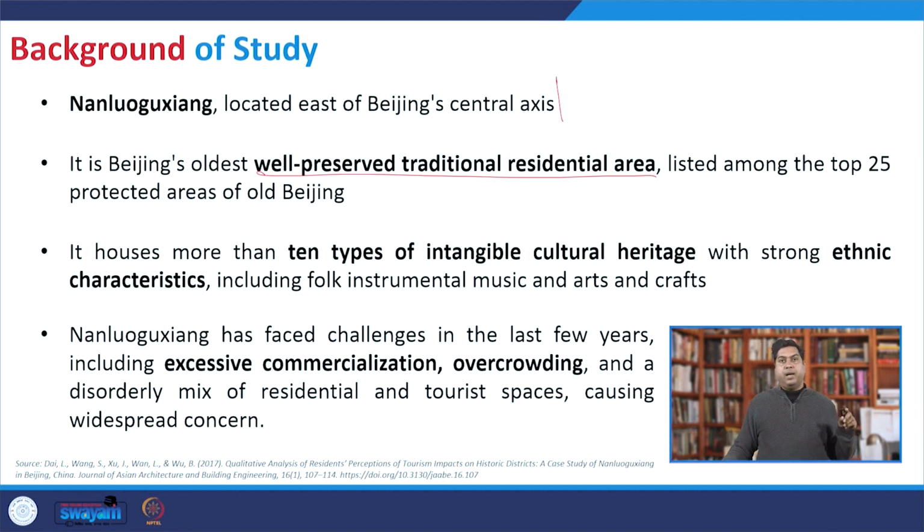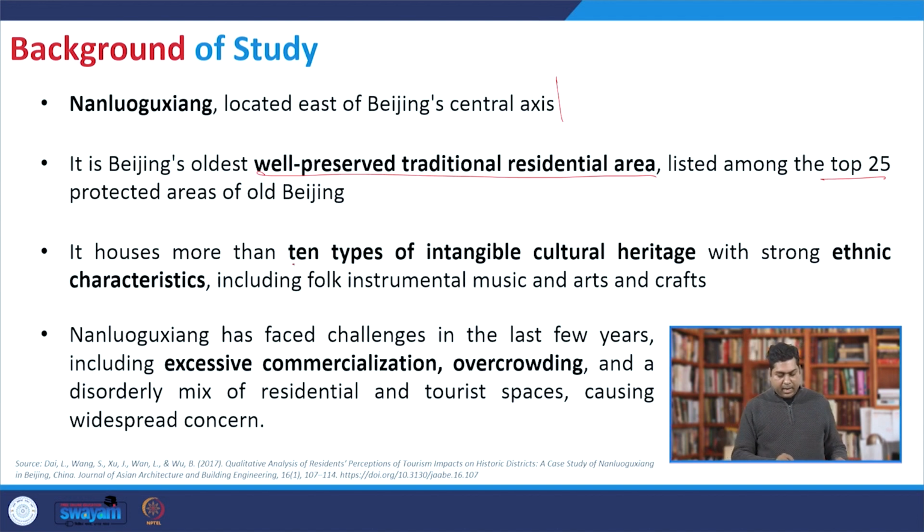If you have already gone through the history of Chinese evolution and settlement, it has a rich history and there are beautiful examples of Chinese architecture. So, this area in Beijing, the authors have mentioned, has the oldest well preserved traditional houses, basically the residential area where you can find that kind of old construction, and it is among the top 25 protected areas of old Beijing. So, it has a historical importance and relevance.